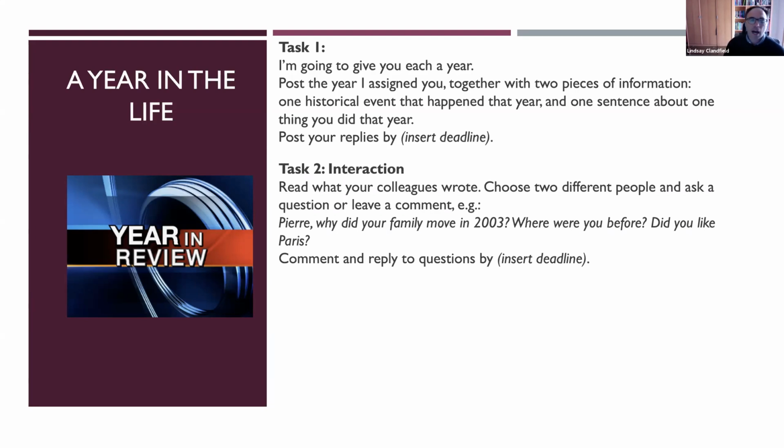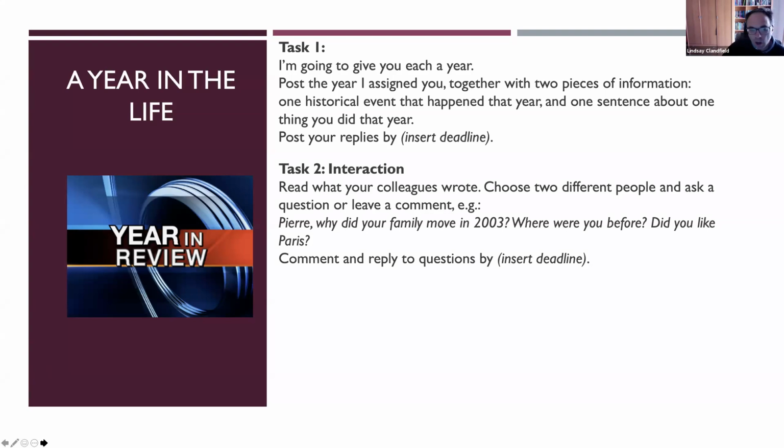After that, they interact. The next thing you give out is this task. Read what your colleagues wrote, choose 2 different people and ask a question or leave a comment. For example, why did your family move in 2003? Where were you before? Did you like Paris, etc.? So they need to comment and reply to questions by the next deadline. Okay, so the first part, they post the information. Next part, they have to comment and ask and answer questions.